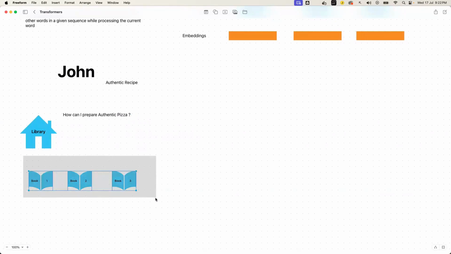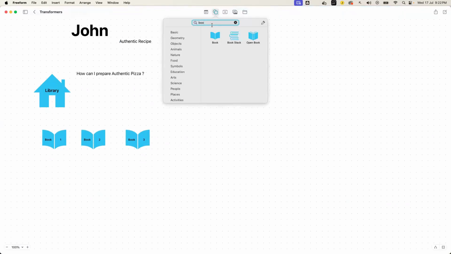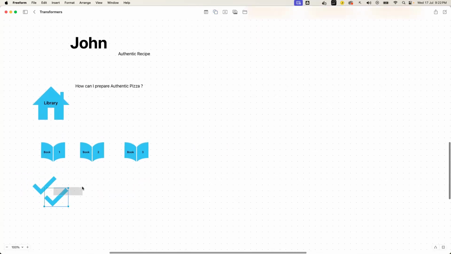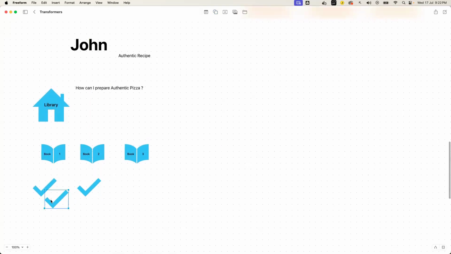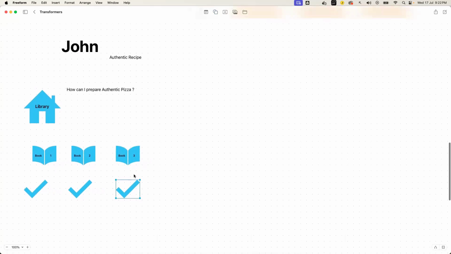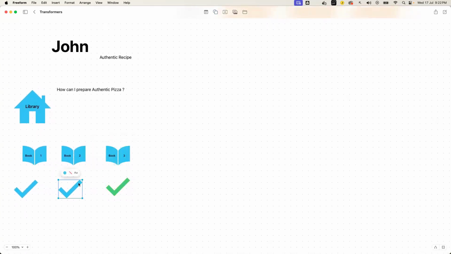Now, he'll refer to these three books, and from each book he's going to get the necessary information. So let's say he'll get this one piece of information and he'll get another piece of information, and another. So he has got the information from three books. I'll just represent it in three different colors.